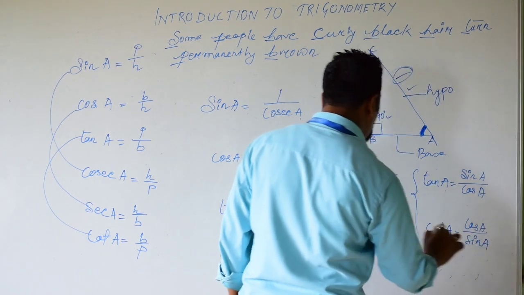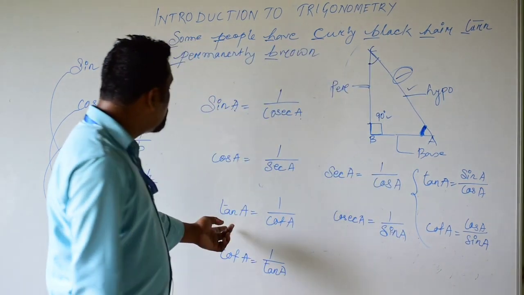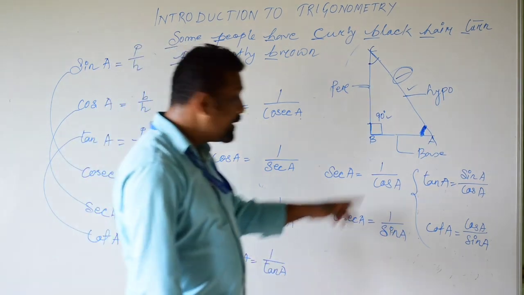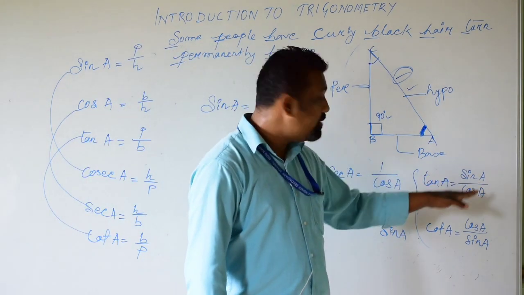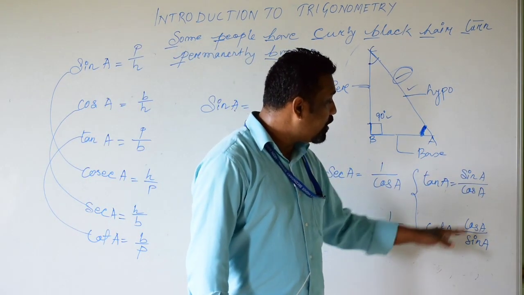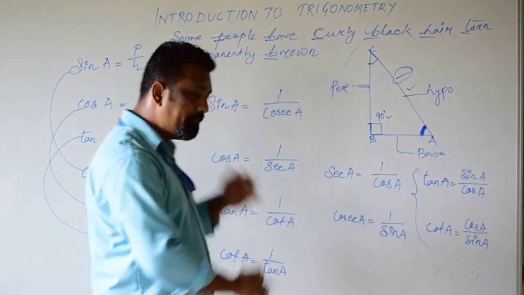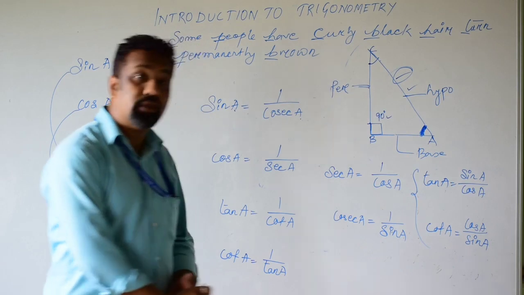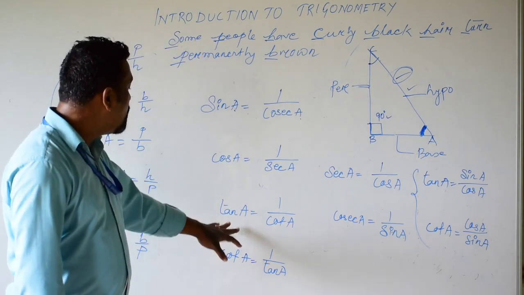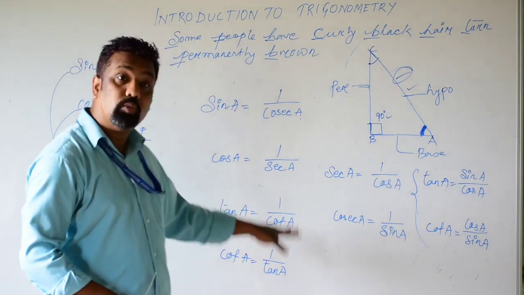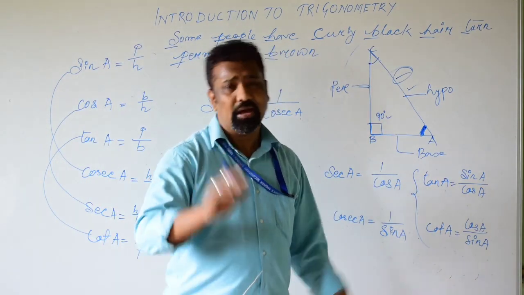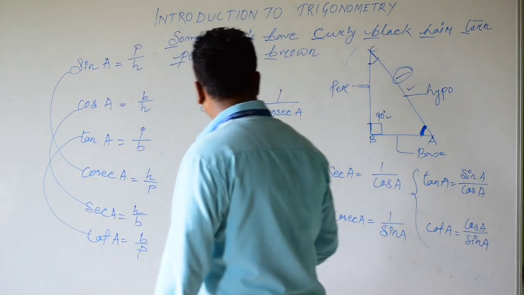So you might be thinking now, here you have written tan A is equal to 1 by cot A, cot A is equal to 1 by tan A, and then also tan A is equal to sin by cos and cot is equal to cos by sin. It depends. You have to use your common sense. When you get a problem, according to the problem, these formulas will be used. Whether you are going to use tan A is equal to 1 by cot A, or you are going to use tan A is equal to sin by cos, this is a matter of common sense.